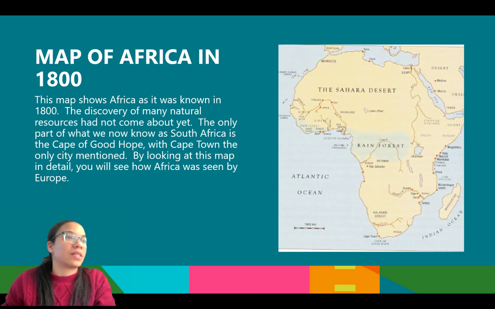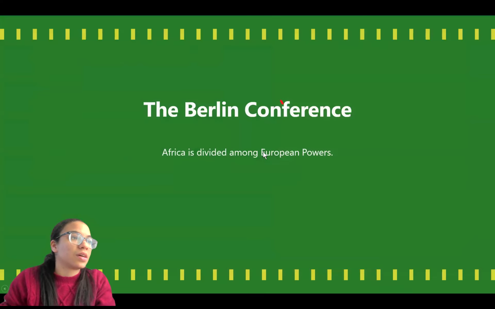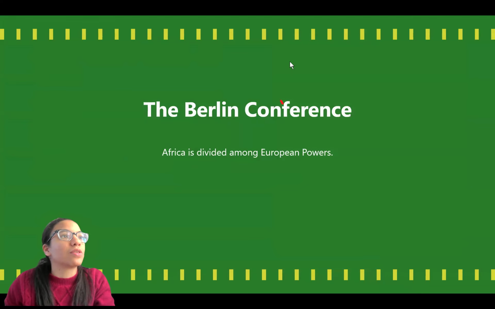All right, so let's move on. The next time I see you, we will have a look at the Berlin Conference, which was basically where Africa was divided amongst the European powers.